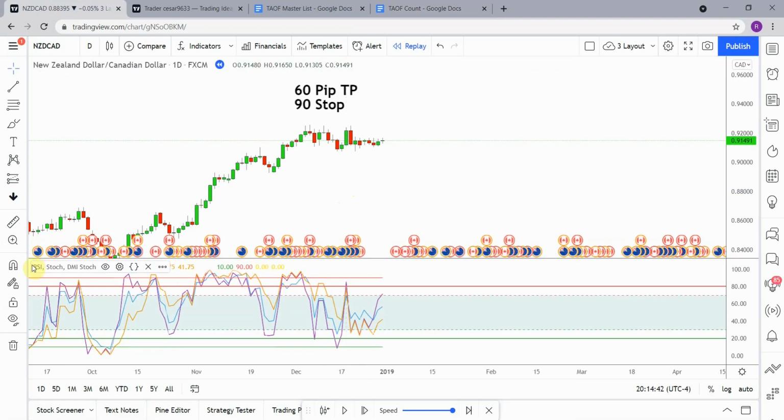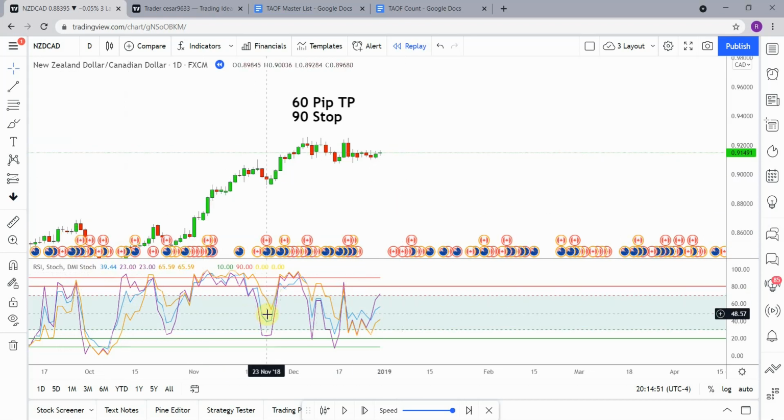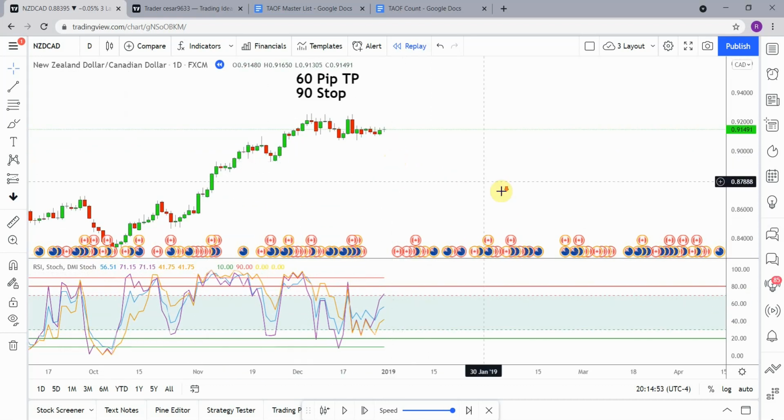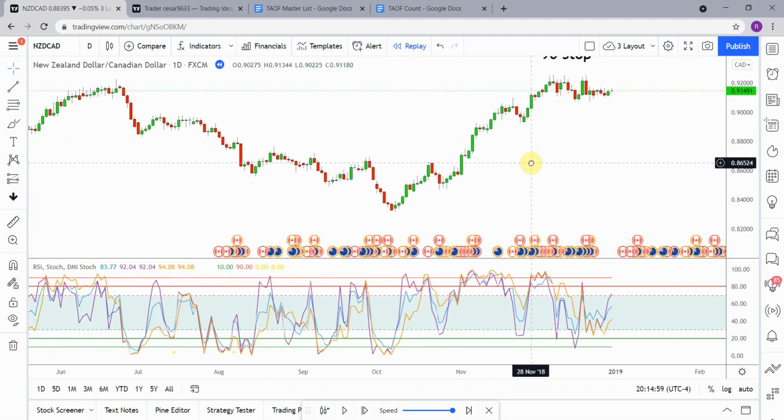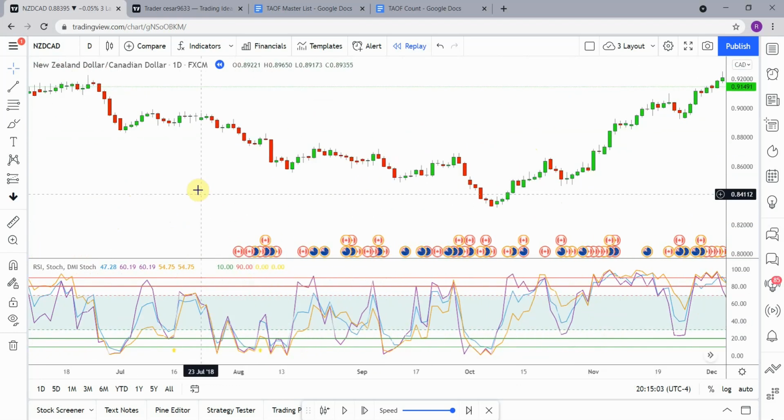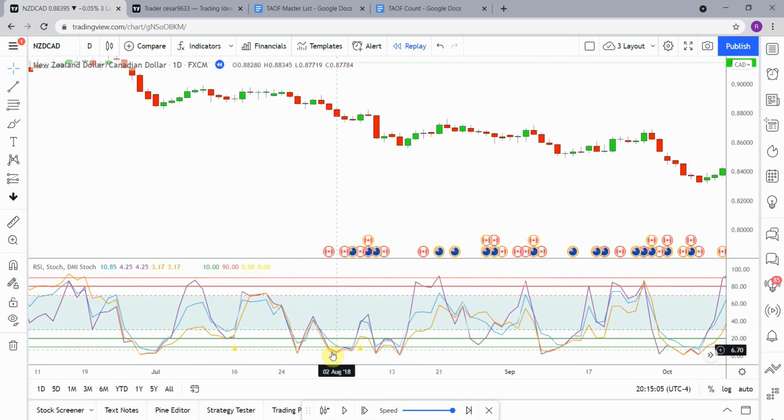So it is the RSI Stoch DMI Stoch indicator. And of course you can see it here on the bottom of the screen. It looks rather complicated at first glance, but it is actually extremely easy. What we are looking for are these arrows right here.